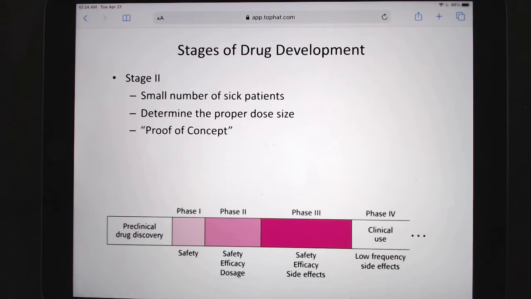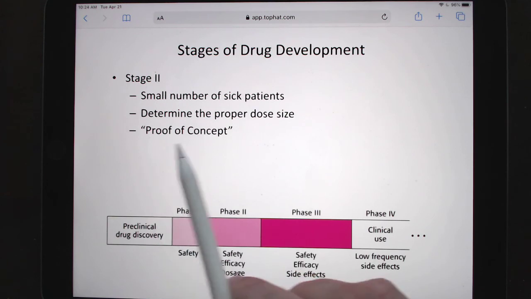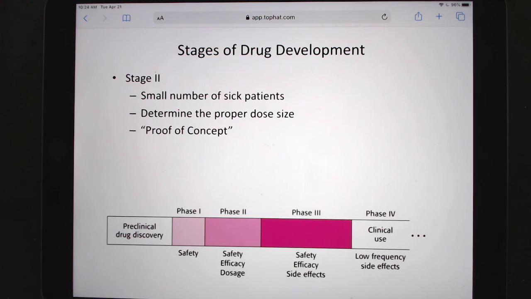After that happens, it goes into a small number of sick people, and it's determining not only the proper dose, is it the 10, the 20, or the 50 milligram, which one works best in sick people, but also whether it actually seems to make people better. So you get what's called a proof of concept milestone, to say yes, it looks like it's working. Then maybe we get better outcomes with 20 milligrams than 10, but 50 works about the same as 20, so let's go with the 20. Things like that.